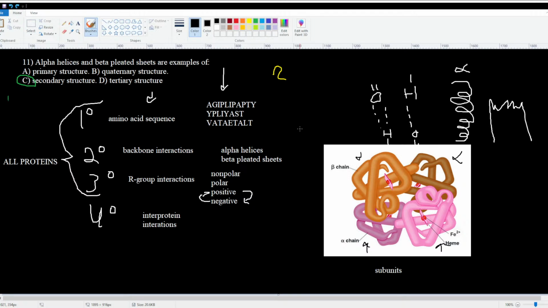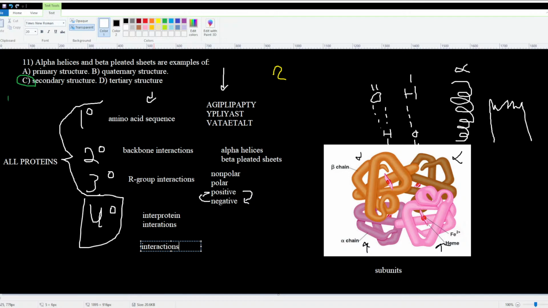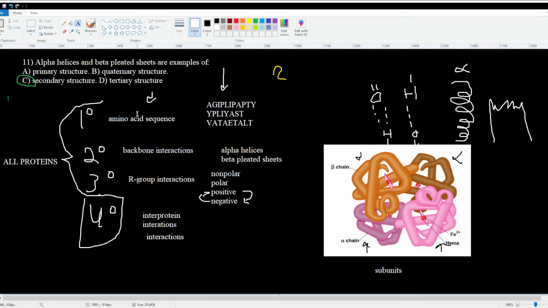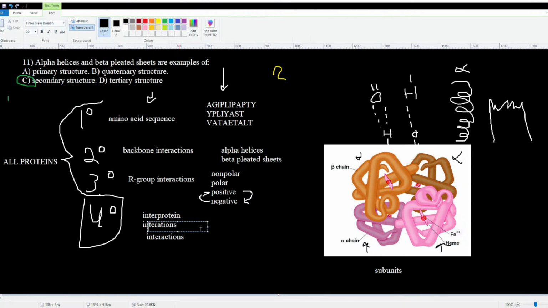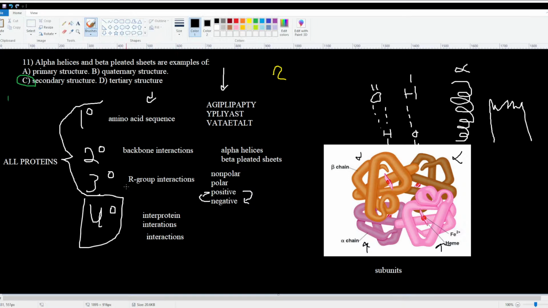previous one can function entirely on its own, whereas this one functions as a whole. Each one of these subunits cannot function by themselves. It needs to function as a whole. When they function as a whole, that's how you know it's interprotein interactions. I just realized I spelled interactions wrong. Interactions, there we go. Interprotein interactions, right? That's quaternary.